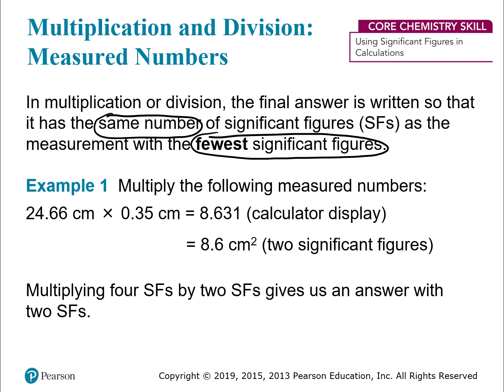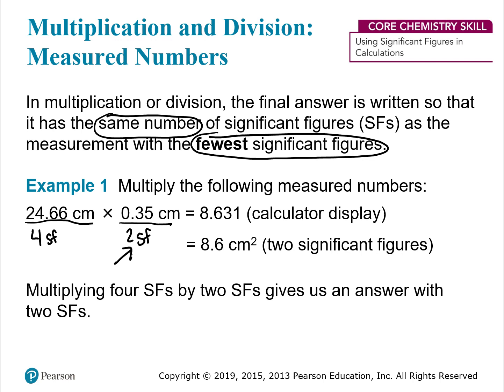So let's say that we had these two measured numbers, 24.66 and 0.35. Well, these are 2 measurements, and we can count how many sig figs there are. There's 4 sig figs in the first number and 2 sig figs in the second number. That means you're going to report your answer with 2 sig figs, because of the 2 measurements that we have, 2 sig figs is the fewest sig figs. So that's the number of significant figures that we can trust.